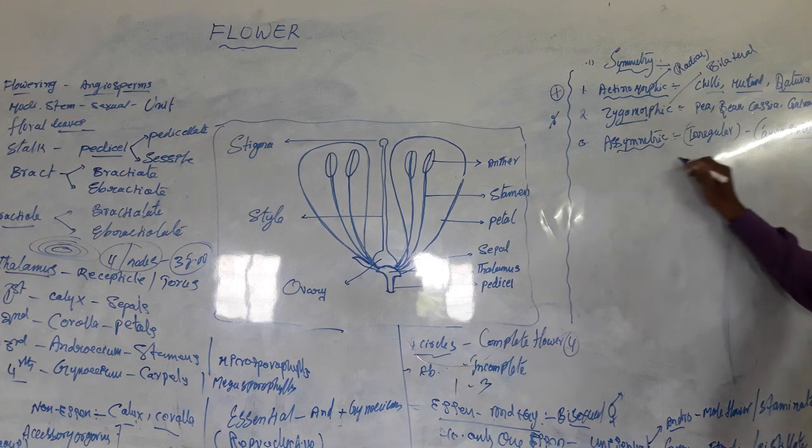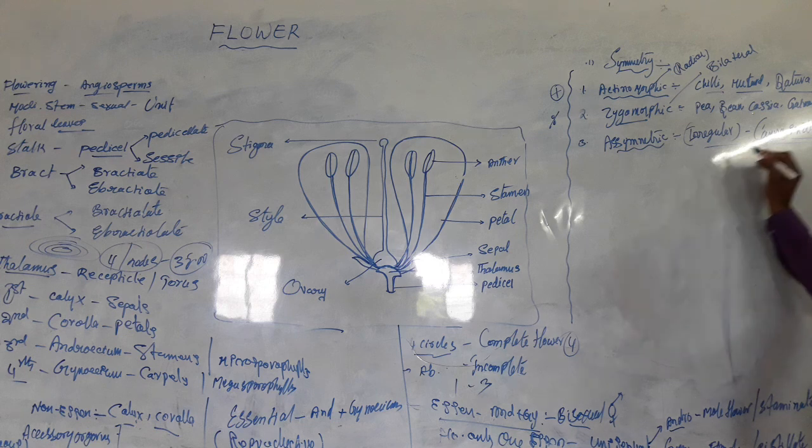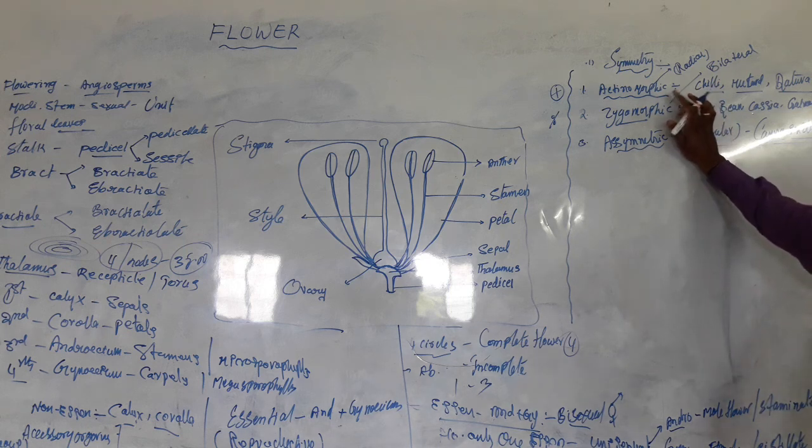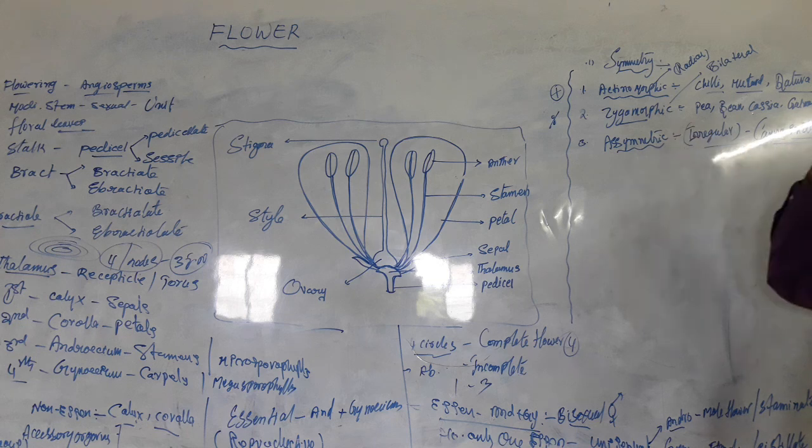This is considered as asymmetric, also called irregular flower. But it's one of the examples, Canna indica. Okay, this is symmetry. Based on symmetry, flowers are divided into three types: actinomorphic, zygomorphic, asymmetric.